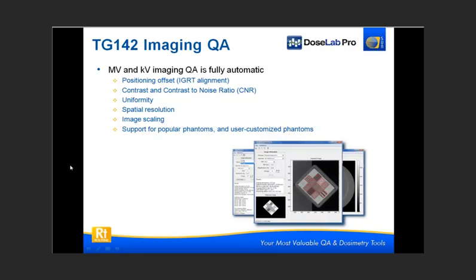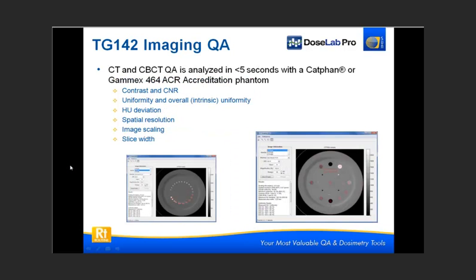What's nice about the imaging QA is that compared to some other software packages, we can calculate a few more things, such as position offset because it brings in your reticle location, and we can also automatically calculate image scaling using the full 2D phantom size.